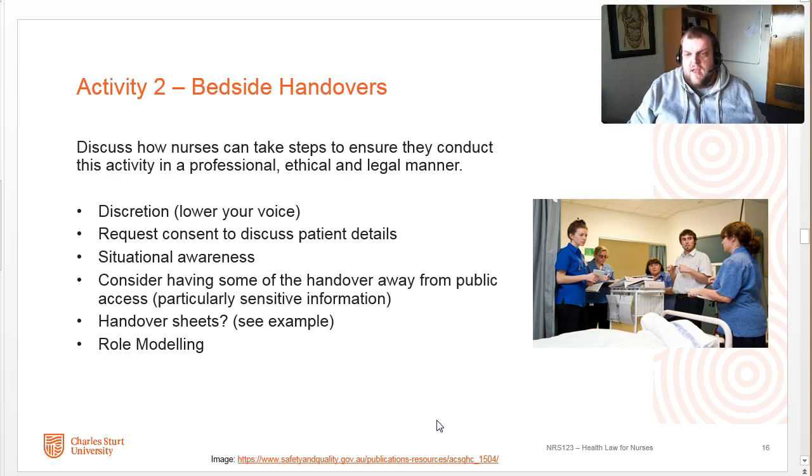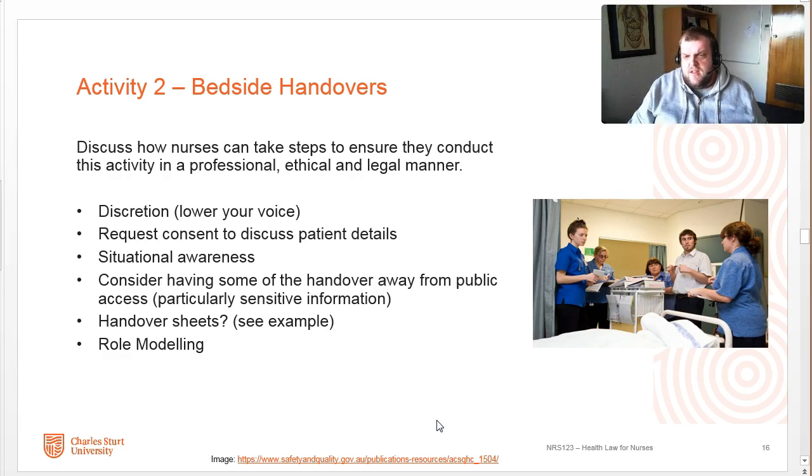Consider having some of the handover away from public. You'll have some experience yourself, obviously, with handing over sensitive information like sexual health history in a treatment room or somewhere else if you need to, depending on the environment you're working in. But it's usually possible to have part of the handover somewhere else. It's not necessary to have all of the handover at the bedside.